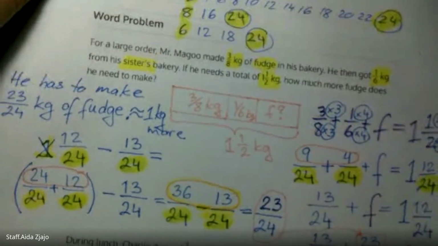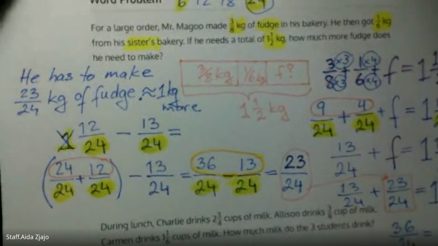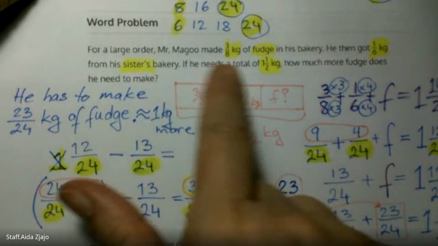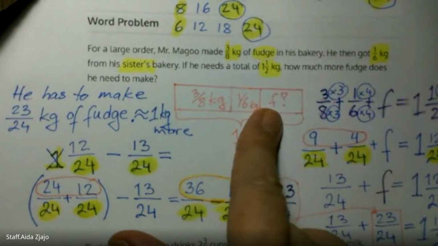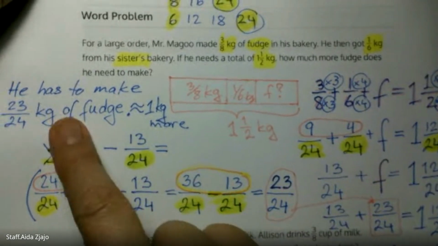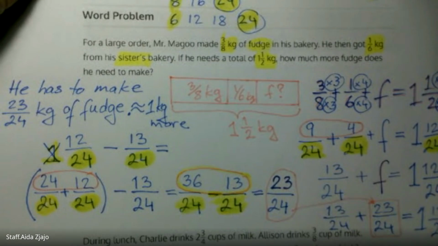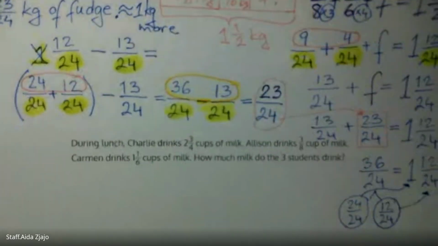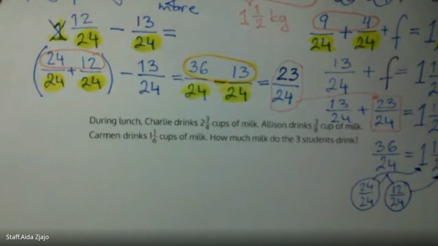Okay, so that was the problem 1 word problem. And we read, we draw a picture, we calculate, and then we also write the answer in words. Okay, next problem says this.